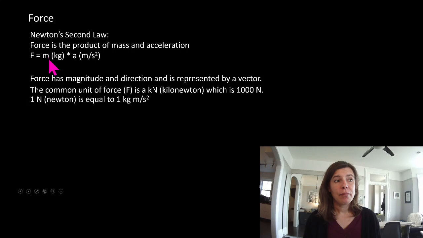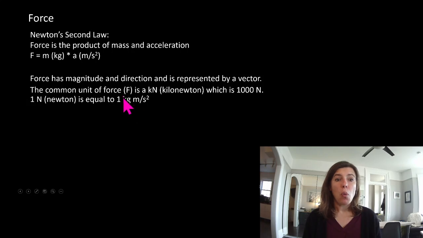So force equals M for mass, which is in kilograms, times A, which is acceleration, in units of meters per second squared. That means force has a magnitude and a direction and can be represented by a vector. This is going to be important because we're going to learn how to work with vectors. The common unit of force is a kilonewton, which is 1,000 newtons. 1 newton is 1 kilogram meter per second squared.